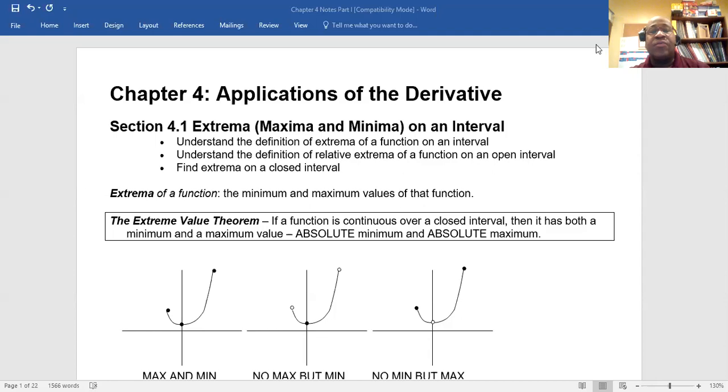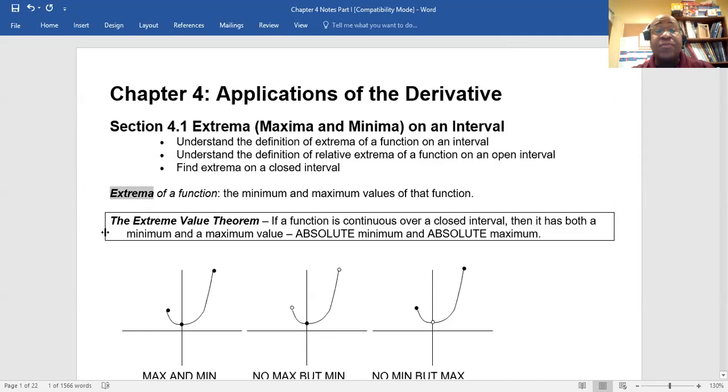Now, first, if we talk about what extrema means, all extrema means essentially is just the minimum or maximum points, or minimum and maximum values of a function. So if we're looking at the graph of a function, you're just talking about the high and the low points of a function, or the turning points.